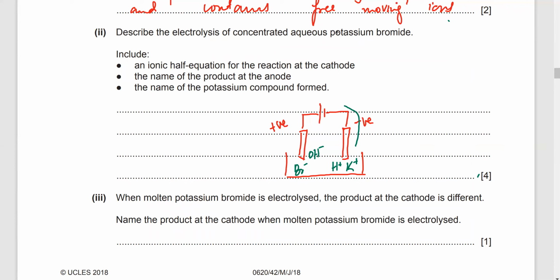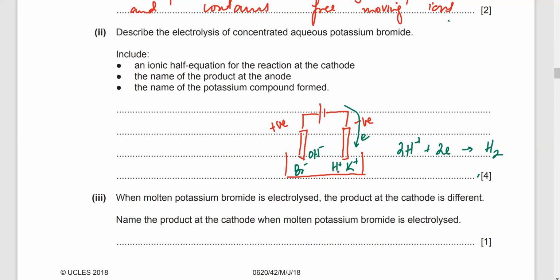Who's going to gain electrons over here? Potassium or H? How do you figure that out? Look at the reactivity series, and the one that's at the bottom is H. H is diatomic, so it's going to be H plus 1 gaining 2 electrons to form hydrogen gas.